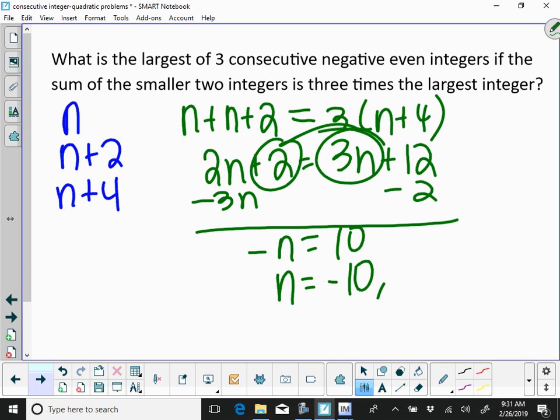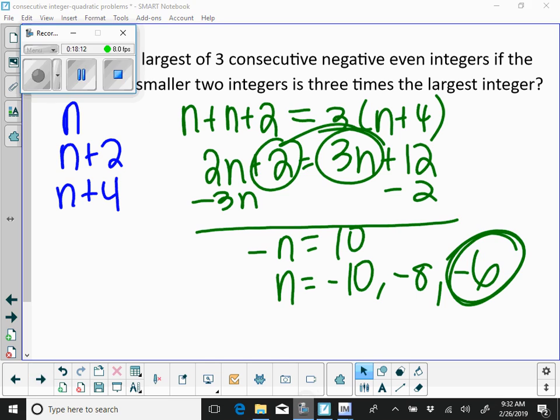What's the next one up? What's the next even one after negative 10? Negative 8, and then, so the largest would be negative 6. Give y'all a minute to get that copy.